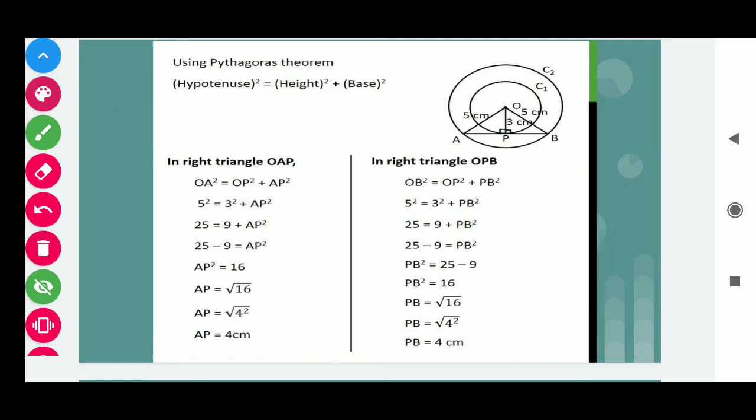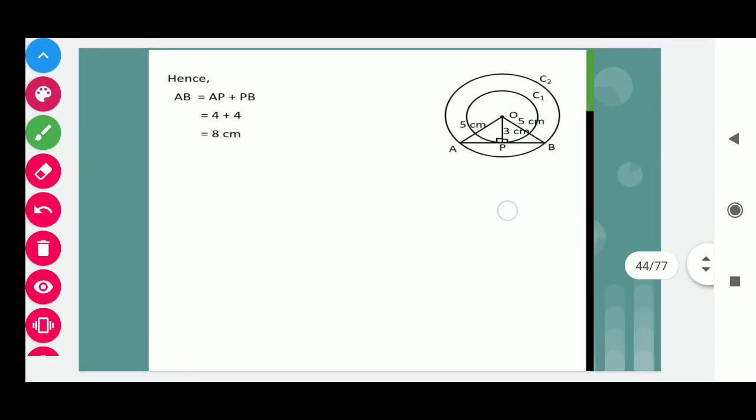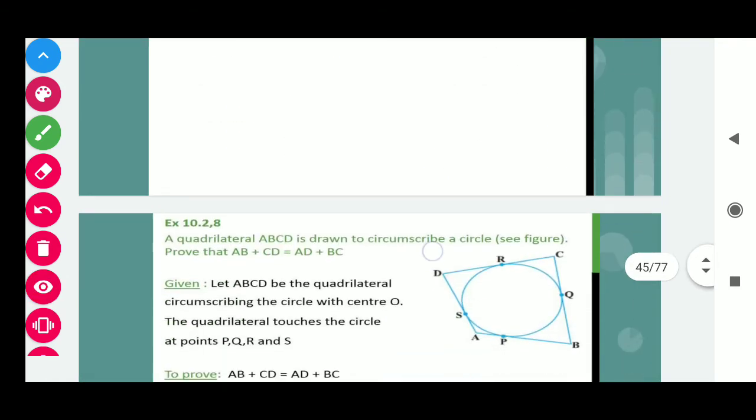So students, you have two methods. You can use the second method in right triangle OPB, hypotenuse squared equals perpendicular squared plus base squared. In this way we get the same result on calculating. Now students, you can see here the complete length of the chord is AP plus PB, 4 plus 4, that is equal to 8 cm.